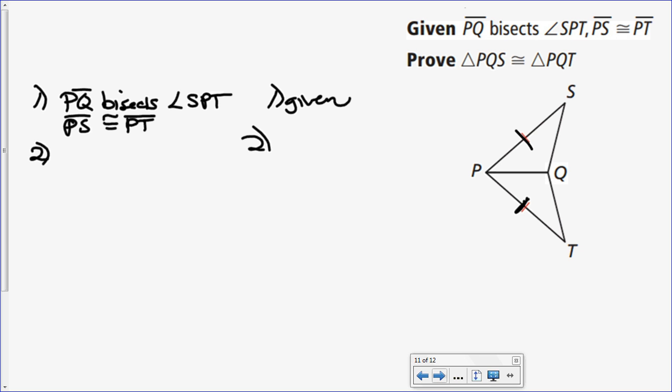What does that mean? PQ bisects SPT. Okay? PQ. Yes. Okay, I like that. Let's put PQ is congruent to PQ. If these are out of order, it does not hurt a thing. You can have it in a different order. You may notice something before you notice something else. That's by reflexive.